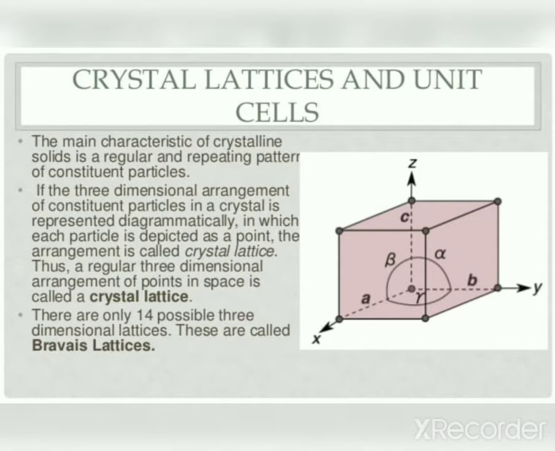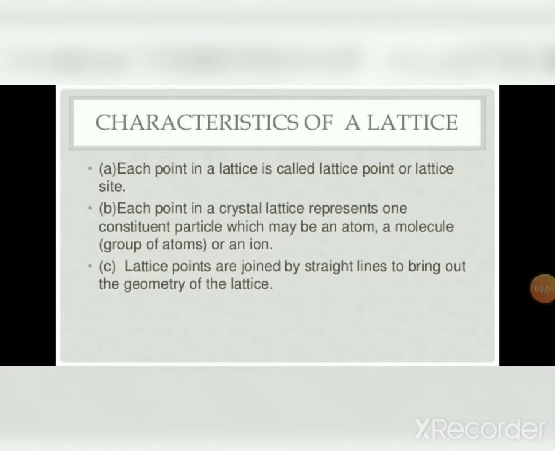Each particle is depicted as a point. So a regular three-dimensional arrangement of points in space can be called a crystal lattice. Each point in a lattice is called a lattice point or lattice site. Each point in a crystal lattice represents a constituent particle, and the particle can be an atom, molecule, or an ion. Now, how are the lattice points joined? The lattice points are joined by straight lines. That is to bring out the geometry of the lattice.